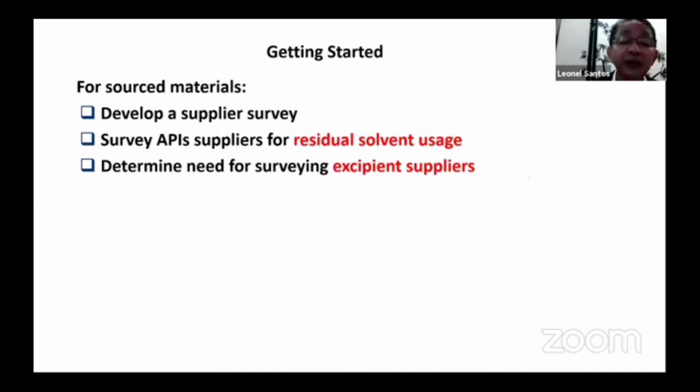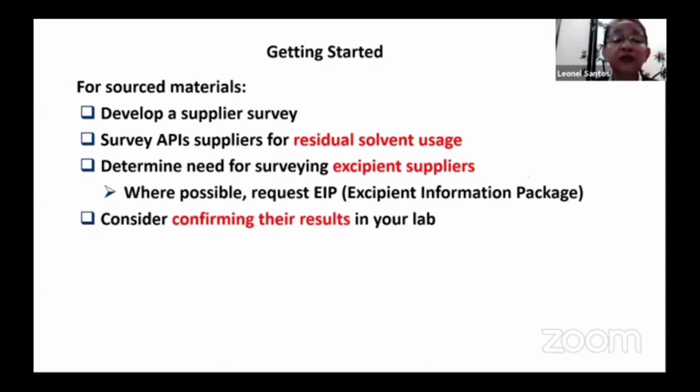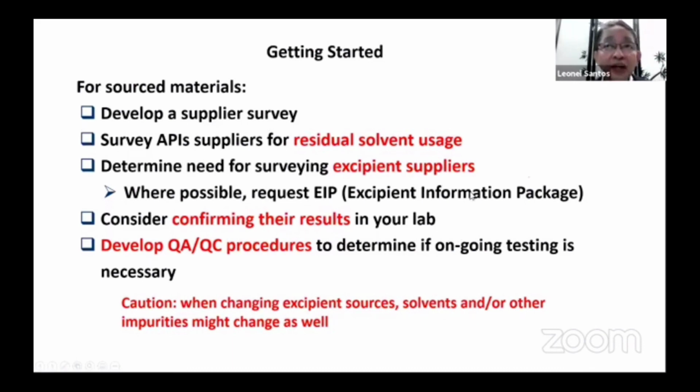Also, don't forget the excipients are important if you're making the final product, because it would be good to find out from the supplier and request what is called the excipient information package. This is more like an MSDS for those excipients that you use to make your final product. Consider confirming the results in your laboratory. If they say it has possibly chloroform, then you need to confirm that in your lab, and even develop a quality assurance, quality control procedure to determine if ongoing testing is necessary whenever you purchase these excipients. So every time you make a change in terms of where you source your material, it is a good thing to keep in mind.